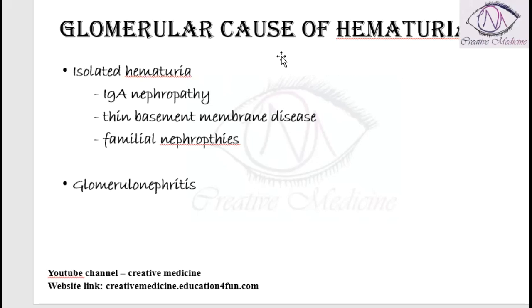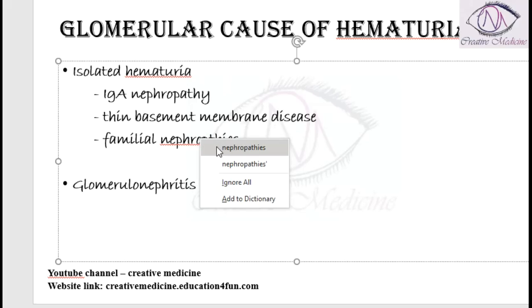Glomerular causes of hematuria can be of two types. One, we have isolated hematuria. Second, glomerulonephritis. In isolated hematuria, IgA nephropathy, thin basement membrane disease, and familial nephropathies are important. And glomerulonephritis is also seen in glomerular causes of hematuria.